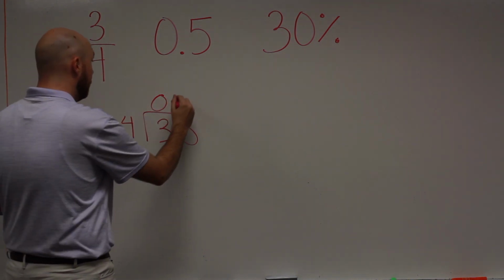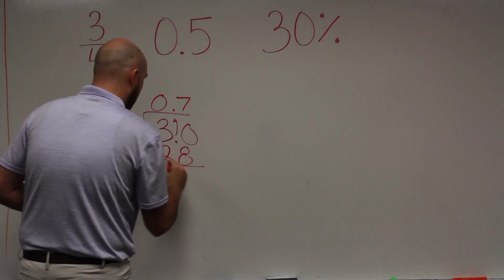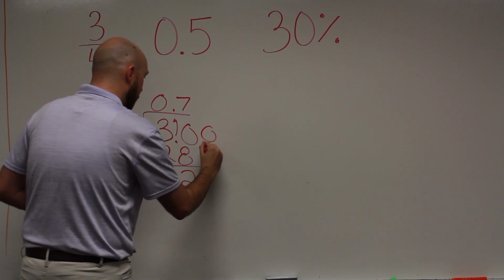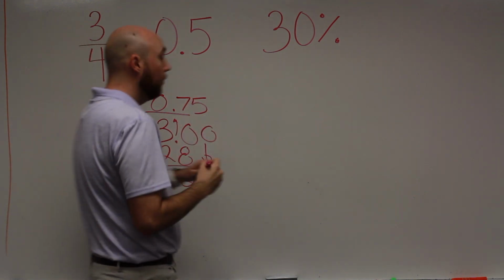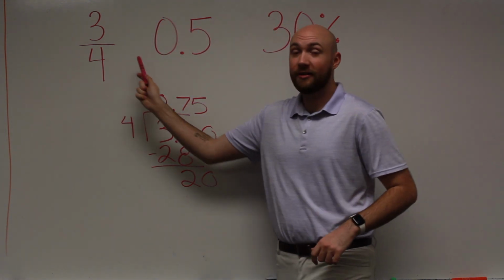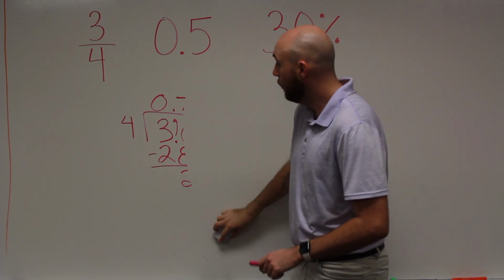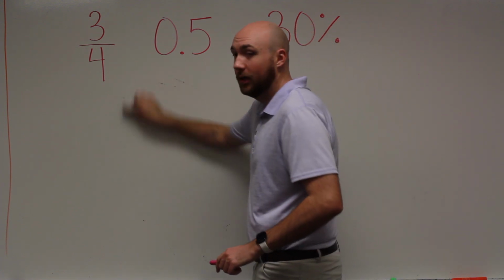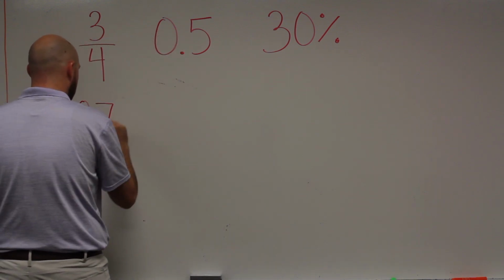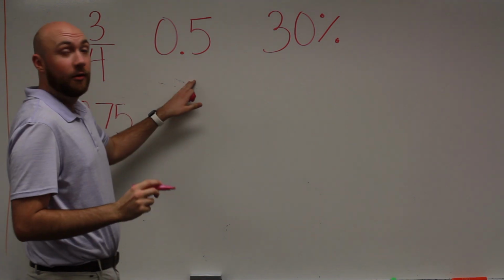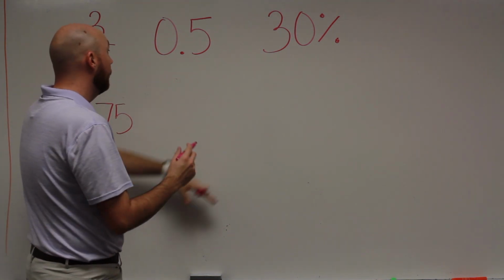4 goes into 30, 7 times. Subtract, we're left with 2. 4 goes into 20, 5 times. So 3/4 as a decimal is 0.75, or 75 hundredths. So I'm going to just write that right below it, right here, so I remember: 0.75.